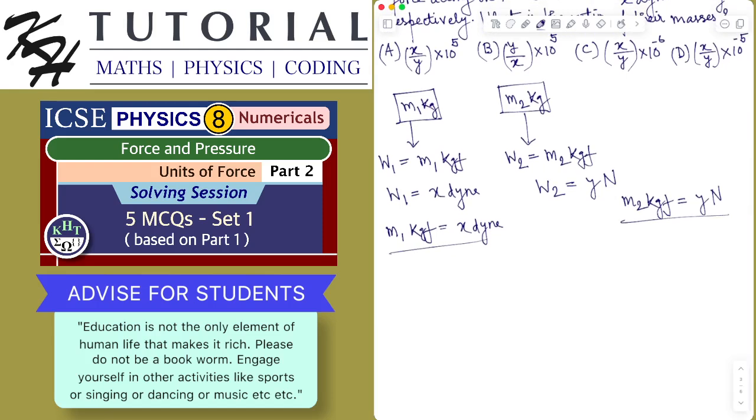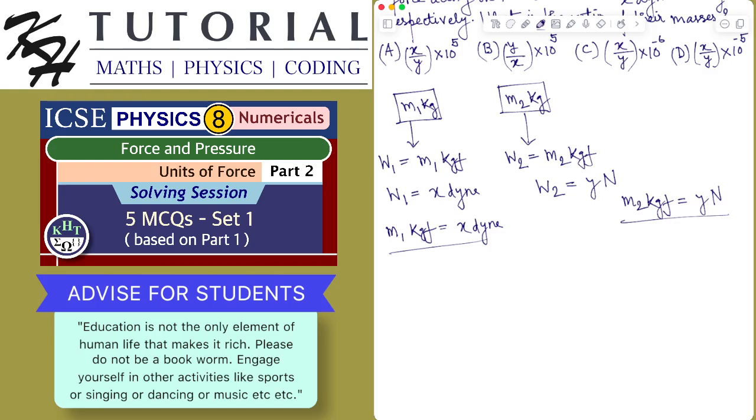Now let's find m1. Now the units are different. One is kgf on the left hand side. Both are forces, both are equality of two forces, but the unit on the left hand side is in kgf, the unit on the right hand side is in dyne. I have to convert both of them to the same unit. I will convert both of them to Newton, as I prefer to convert any force to the unit of Newton.